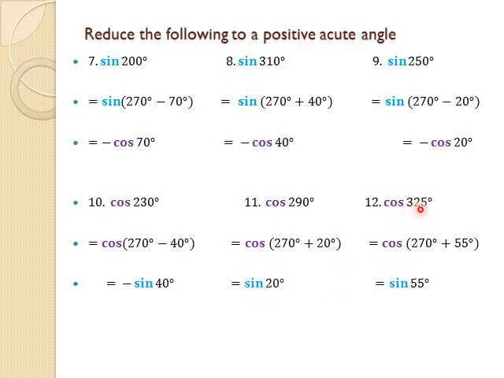Cos 325, fourth quadrant, becomes cos of 270 plus 55. In the fourth quadrant, cos is positive, but 270 changes cos to sine, becomes sine 55 degrees.